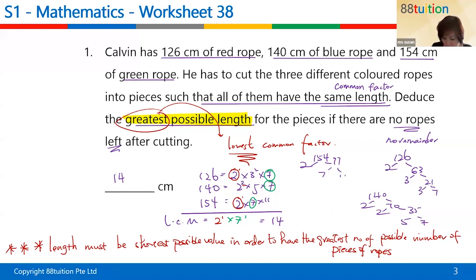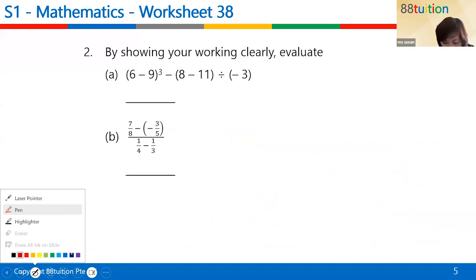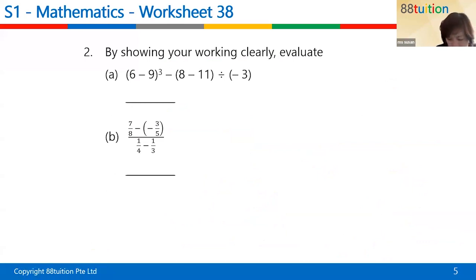Okay. Question number 2. By showing clearly, evaluate all this. So let's do the first one. Now, this one is called order of operation, which you are also learning in P6. But now it's a little bit more because of the power. Okay, and then including the brackets and fractions, all complications come in. Okay, so first thing first, let me do this.